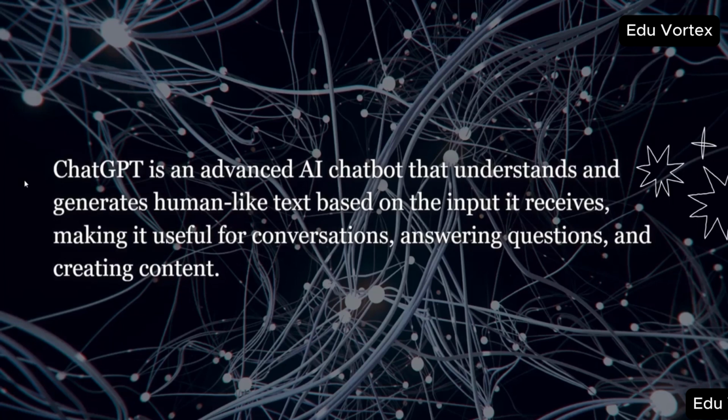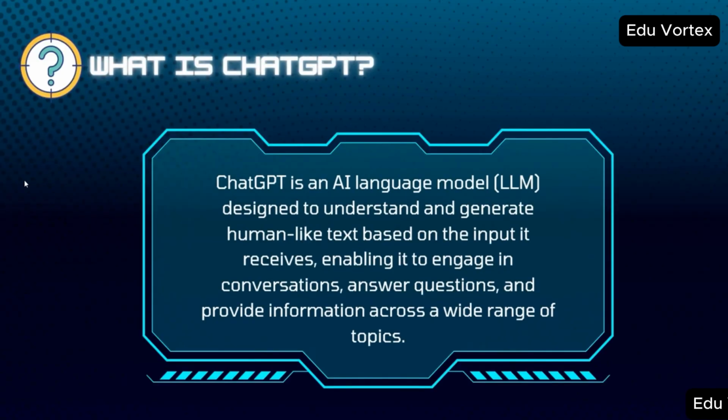So what is the definition of ChatGPT? It is an advanced AI chatbot that understands and generates human-like text based on the input it receives, making it useful for conversations, answering questions, and creating content. So it's basically a human mind on steroids. That's what I'm going to say. So you just type whatever it is you want to type. Now you can talk to it on the phone. We're going to view that.